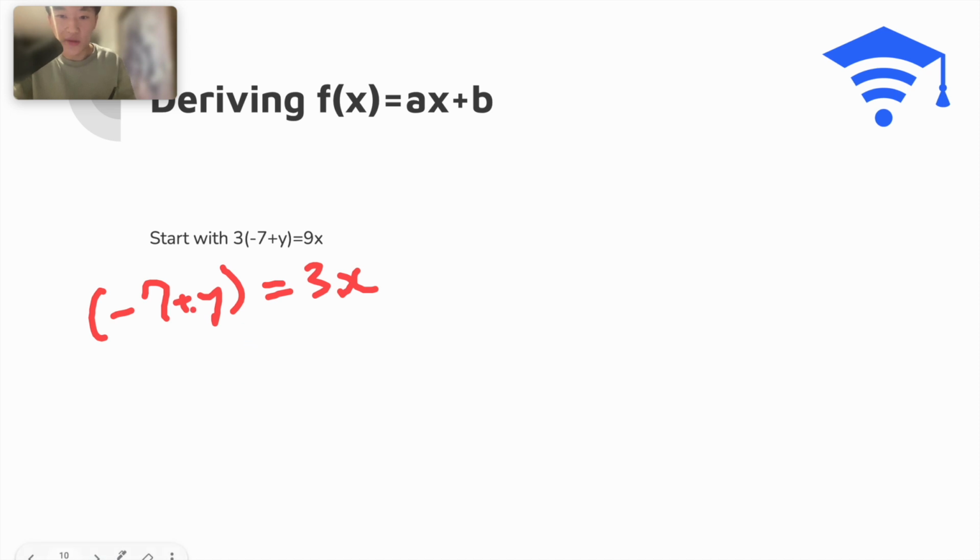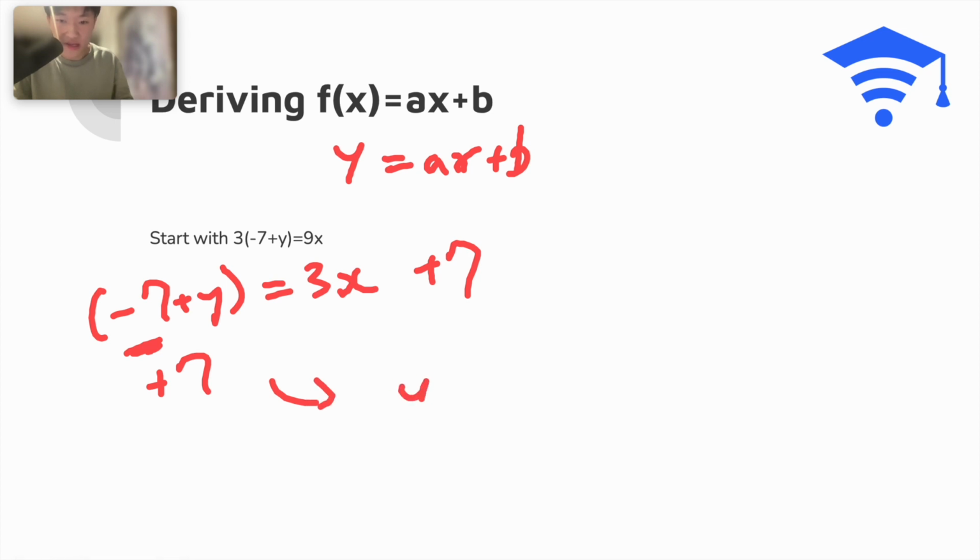Then we can move this minus 7 to the other side to isolate for y, because we want y to be isolated. We want y equals ax plus b. And so we can just add 7 to both sides. And this little trick will get us y equals 3x plus 7.